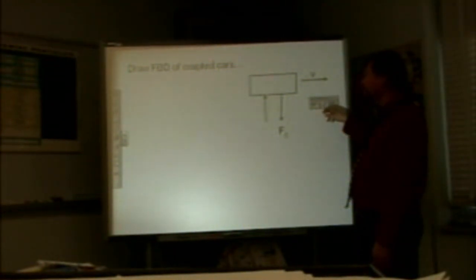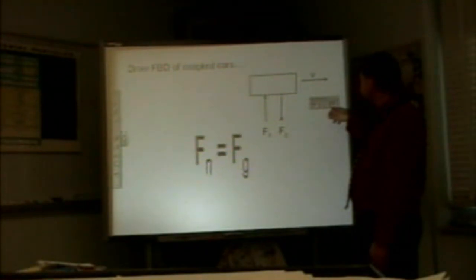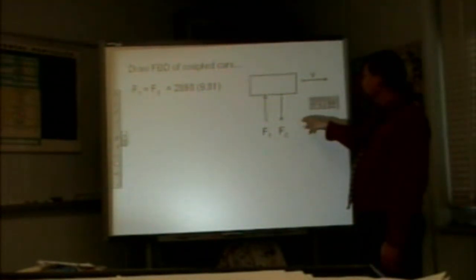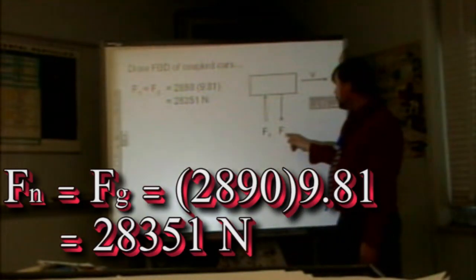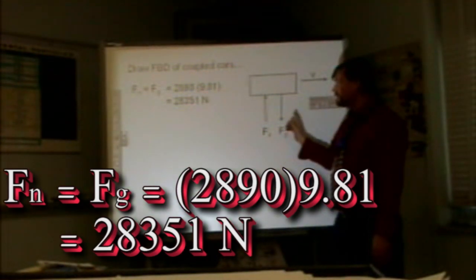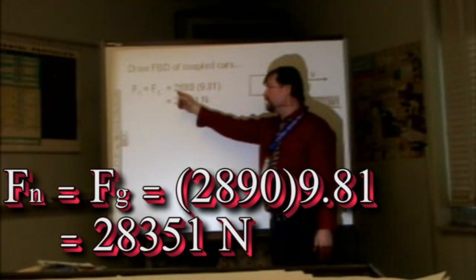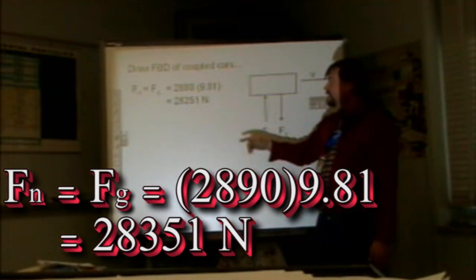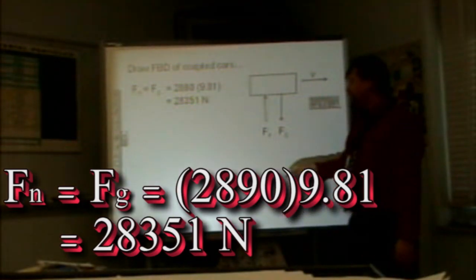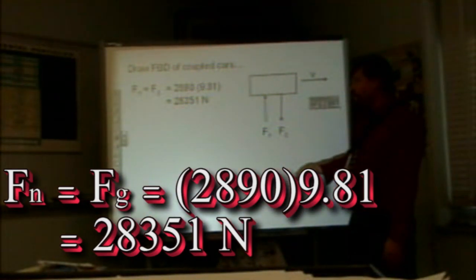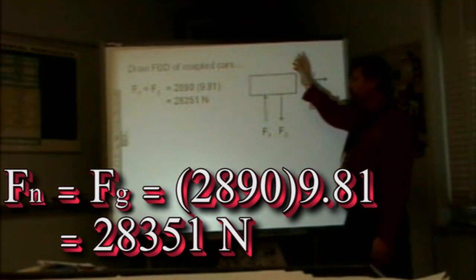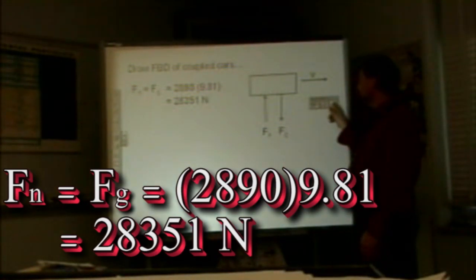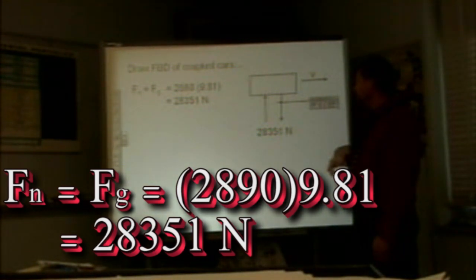All right, so we do free body diagrams of a couple of cars. We have one car going east. The weight, or force of gravity, is mass times acceleration due to gravity. So we have a mass of 2,890 times 9.81 meters per second squared, which gives us a force of gravity, or weight, of 28,351 newtons. Our normal force is equal and opposite to our weight in this situation, so it is also 28,351 newtons.